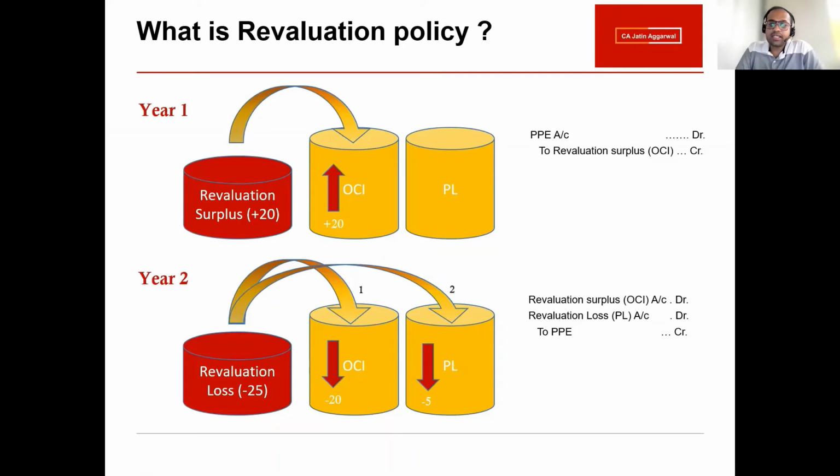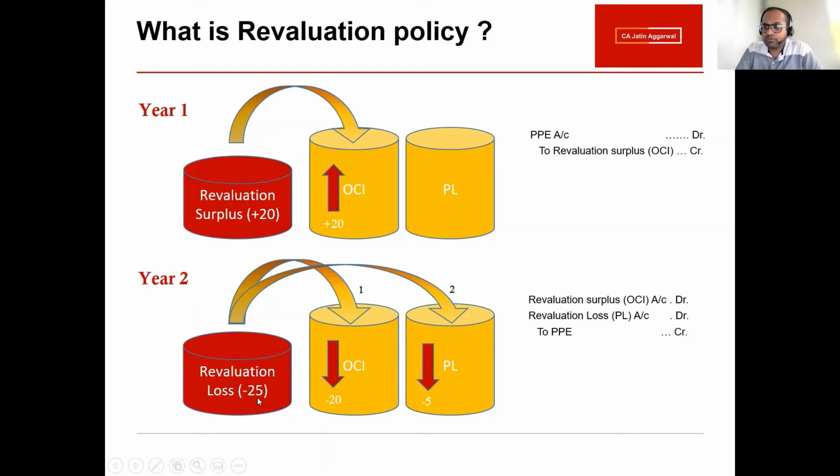Right. Let's say in year two, assuming that the fair value of that particular asset has reduced, and this time it is reduced by 25. Assuming currently, to give you the concept, that there is no depreciation or anything else. In year one, it increased by 20. In year two, it reduced by 25. How do you account for it? You remember that in OCI we created a reserve of rupees 20. So how do you account for this 25?